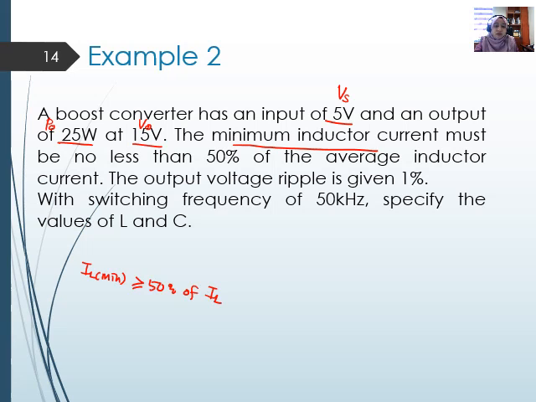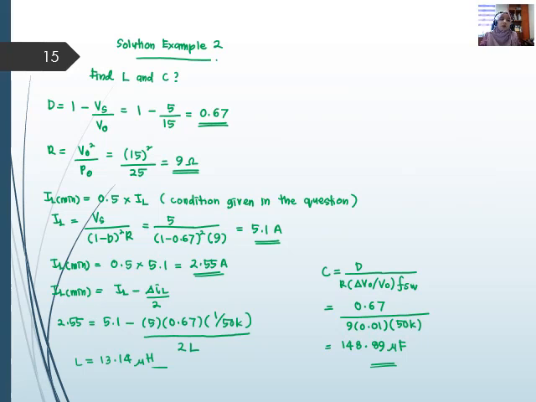And then the output voltage ripple that has been given is 1%, which in this case is delta V naught over V naught. Right, so the switching frequency is 50 kilohertz. So we need to find the value of L and C. Okay, so how to find this value of L and C?